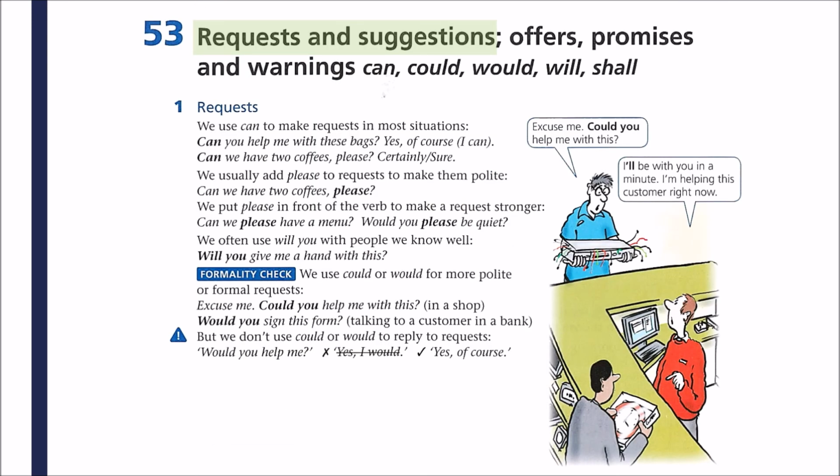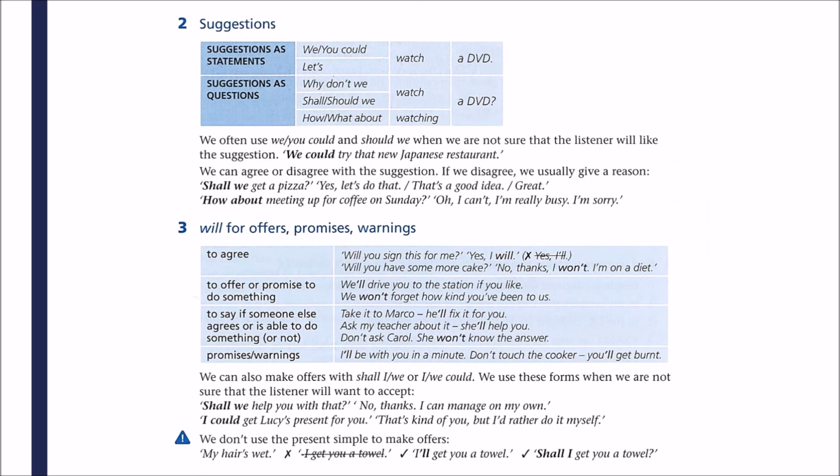Just like we can ask for permission and give advice, modal verbs are very useful in requests and suggestions. The most common ones would be can or will you, or you may use could or would to be more polite. These are the common phrases we can use to make suggestions, but among these options, could and should are used when we are less certain the listener will like the suggestion and take it.